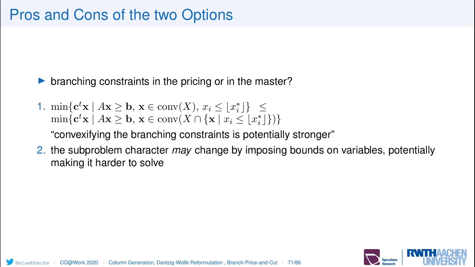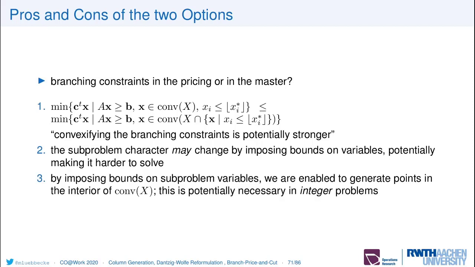It may happen though that this is harder than in your pricing problem. Typically it's not, and it's often enough we solve the pricing problem as an integer program anyway, so putting a bound on the variables there is not so bad. But it may change your pricing problem, and your combinatorial algorithm that you might have to solve it might no longer work. And there are more reasons that we haven't talked about, which would speak for putting the branching constraints in the pricing problem.